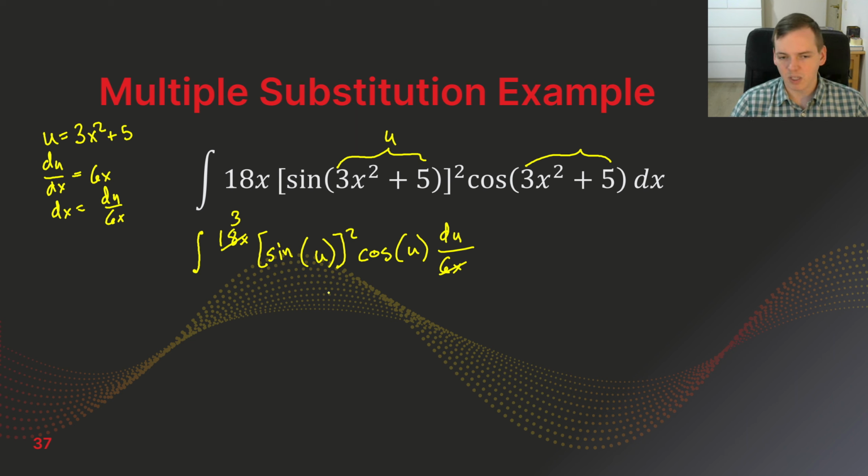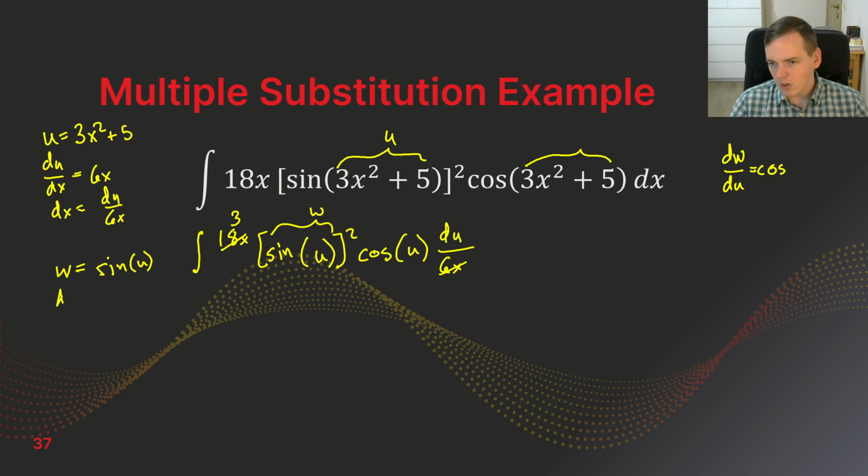But now I still have something that I don't necessarily know how to solve. So we're going to do a second substitution. In this case, I'm going to use w. I'm going to say w equals sine of u, because I've got this bit right here that's inside that squared. So let me jump over here because my tablet's being a little fussy. dw divided by du, the derivative with respect to u, is cosine of u. And that means du is equal to dw over cosine of u.